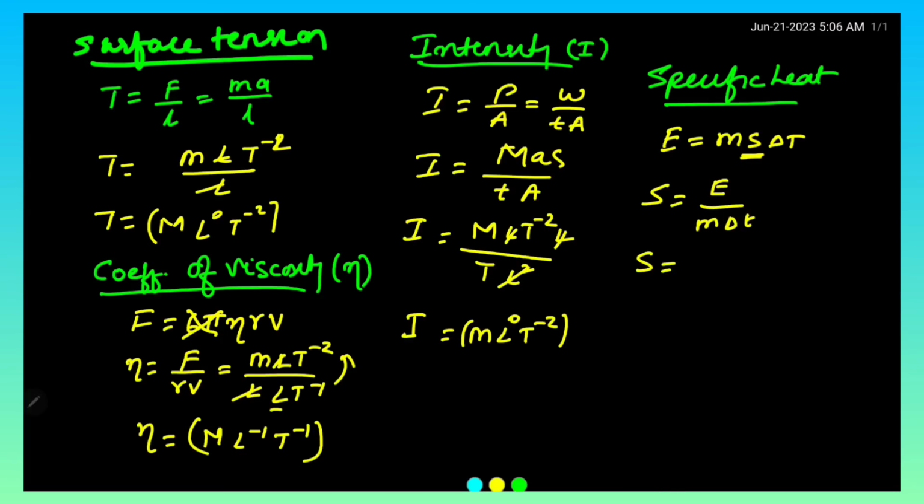We all know that energy can be written as half m v square. Half does not have any dimensions, mass means M, and delta T is nothing but temperature, the symbol for which is K. So M gets cancelled, so specific heat can be taken as, velocity means L T power minus 1 whole square, so L square T power minus 2 divided by K. K comes to the numerator, becomes K power minus 1. So this is the dimensional formula for specific heat.